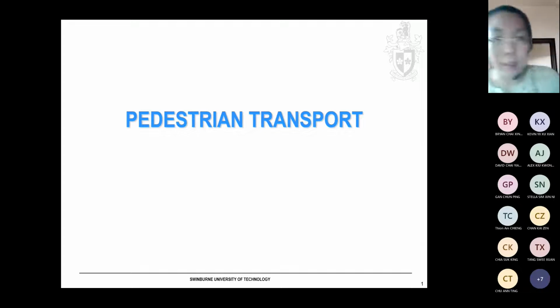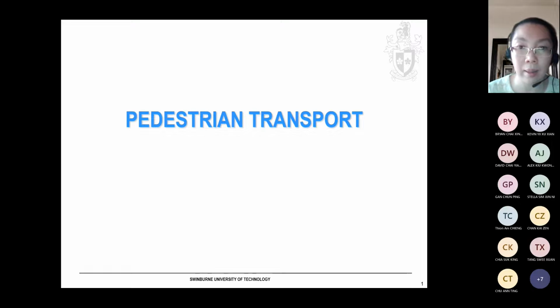Okay, so today we will move on to another part of our unit, which is on pedestrian transport. So we are done with transport planning. We are done with intersection analysis. So now we move on to one subheading, which is pedestrian transport, before next week, before we move into rail system.